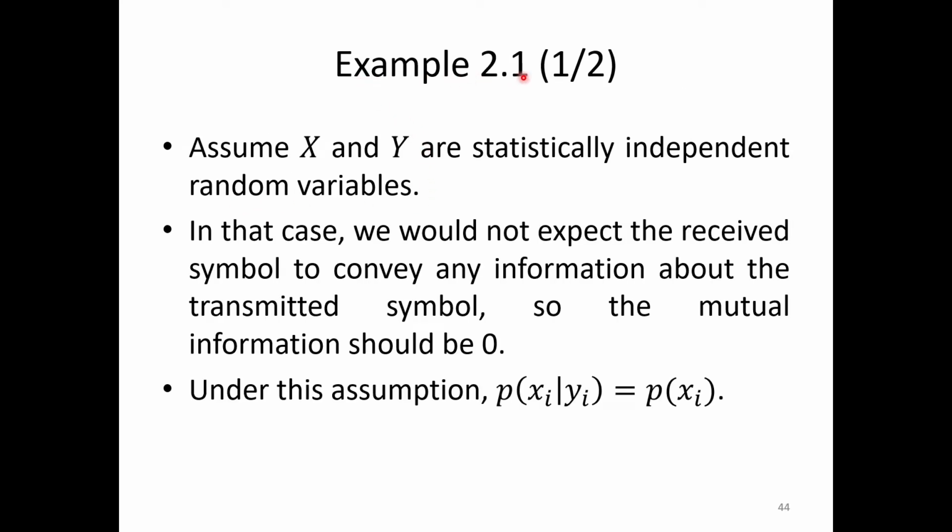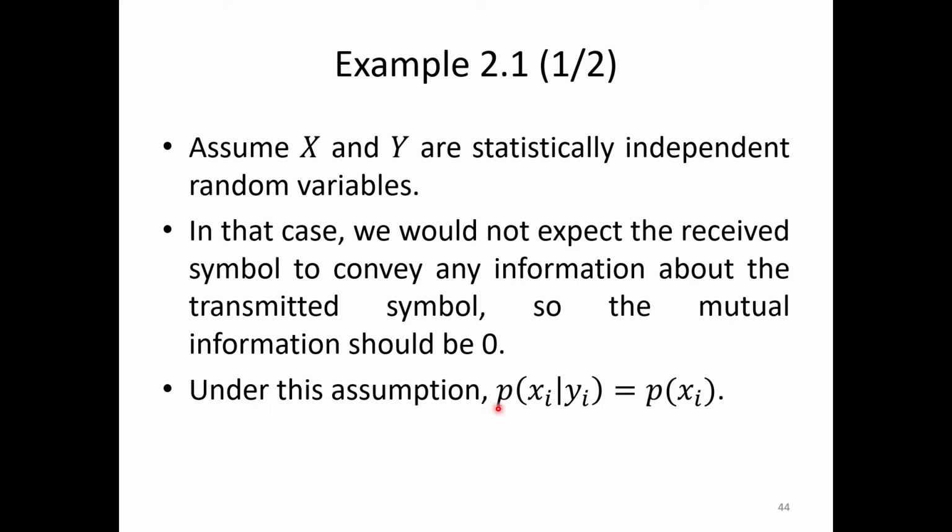Example 2.1. Assume capital X and capital Y are statistically independent random variables. In that case, we would not expect the received symbol to convey any information about the transmitted symbol. So the mutual information should be 0, because the transmitted symbol and the received symbol are independent. Reasonably, their mutual information should be 0.